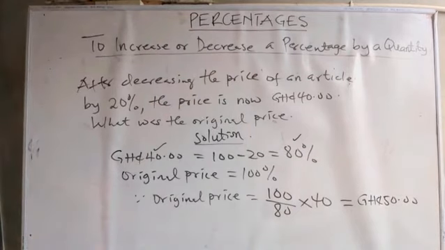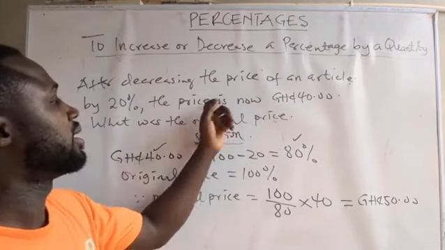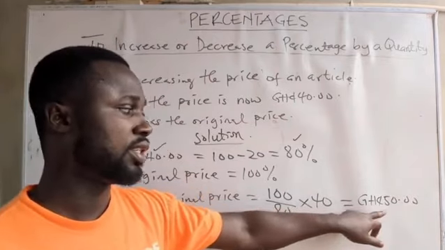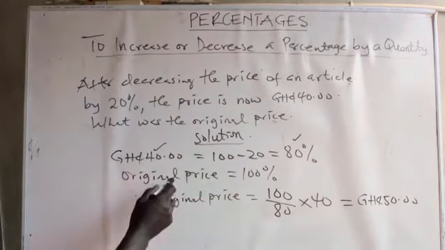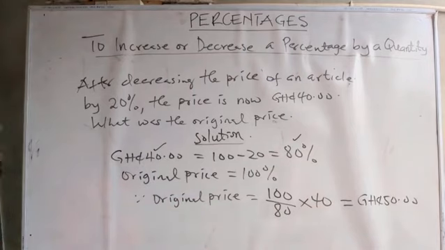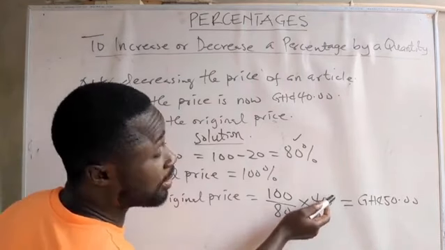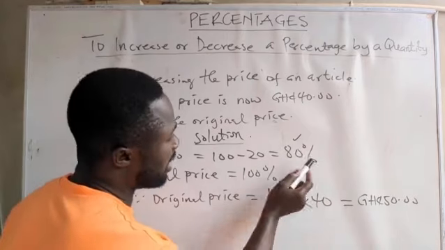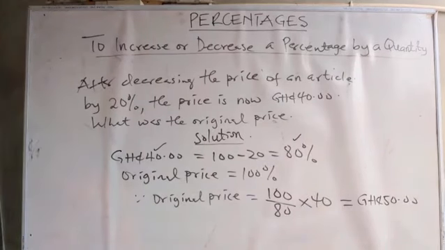50 Ghana cedis. So after the price of an article was decreased by 20% and it was 40 Ghana cedis, it means the original price was 50. So when you decrease 50 Ghana cedis by 20%, it will become the 40 Ghana cedis. I believe this is so simple, and we get it. And as you said, the denominator here corresponds to the value here. 80 here corresponds to the 40 here. And the numerator is what we are always looking for.